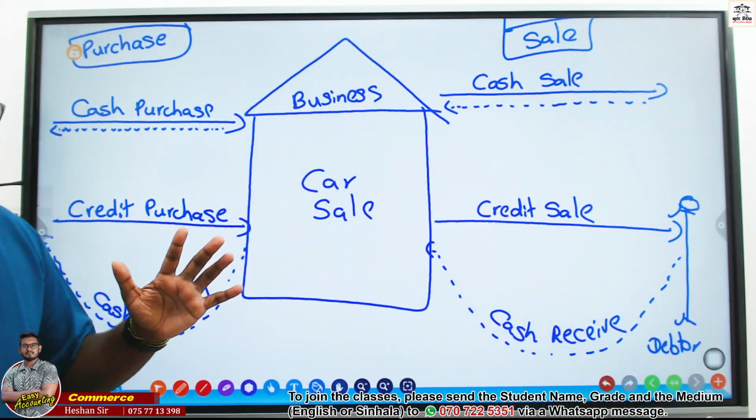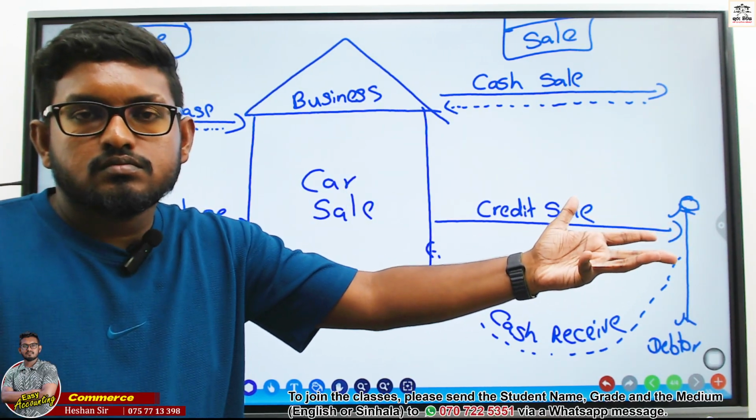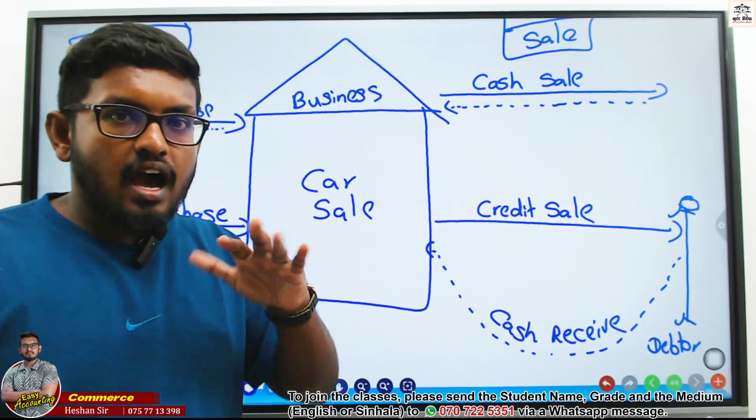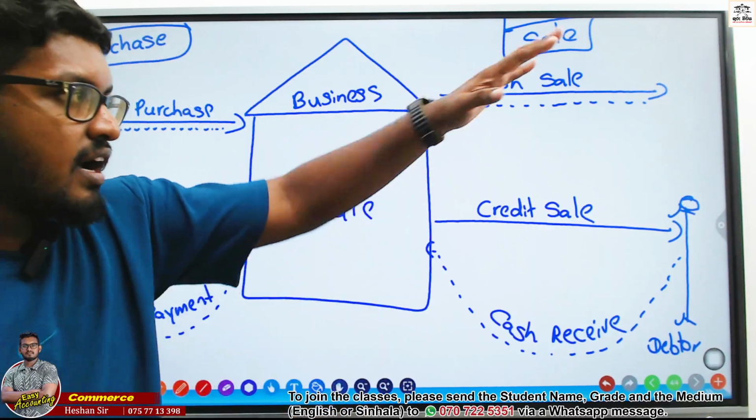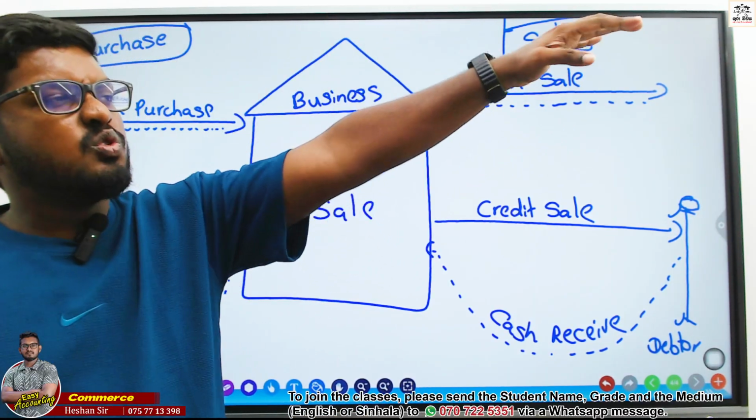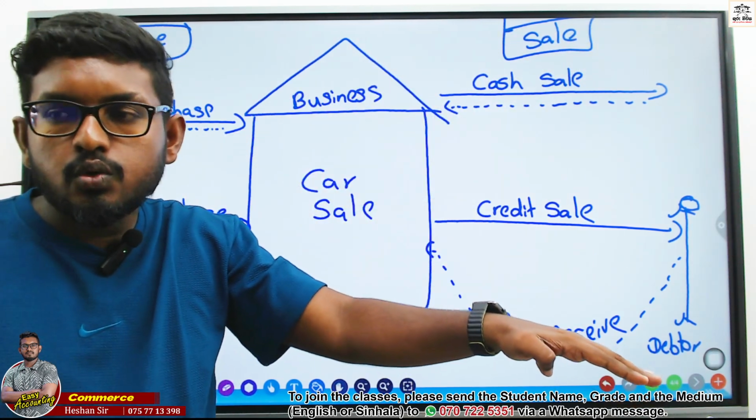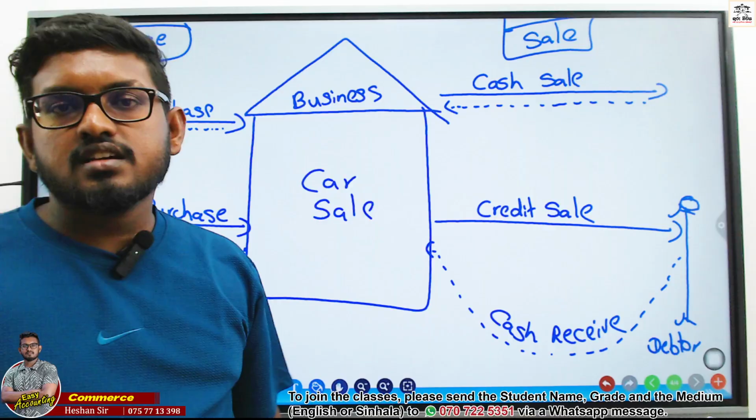Now think you are selling your goods to a customer. Normally the price marked on the shelf is 1000. You give it to him for 980. How much have you reduced? 20. That is a trade discount.